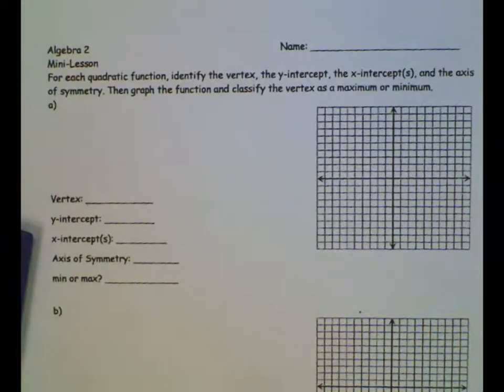All right, guys, we're going to do this mini lesson like all we have is our crappy calculator. I don't want you getting out your better calculator or anything like that, okay?